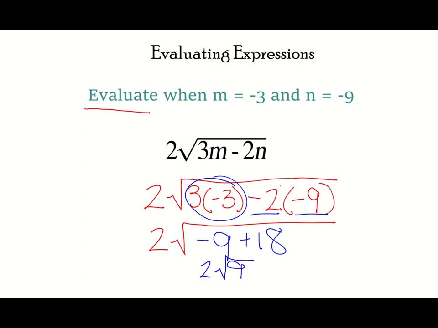So I need to figure out square root of 9. 9 is a perfect square, so the square root of 9 is 3. So the final step is going to take that 2 on the outside, it's going to multiply times 3 because the square root of 9 was 3. So I get 6 for the answer. So see how I get the value of that? I end up with one number.